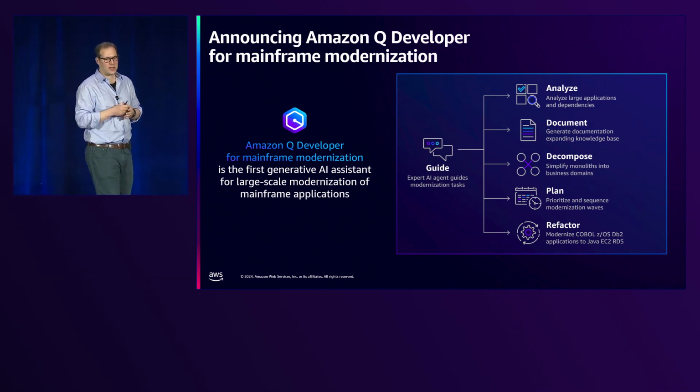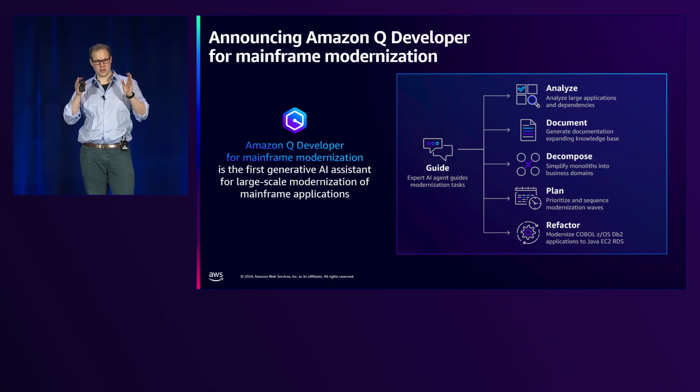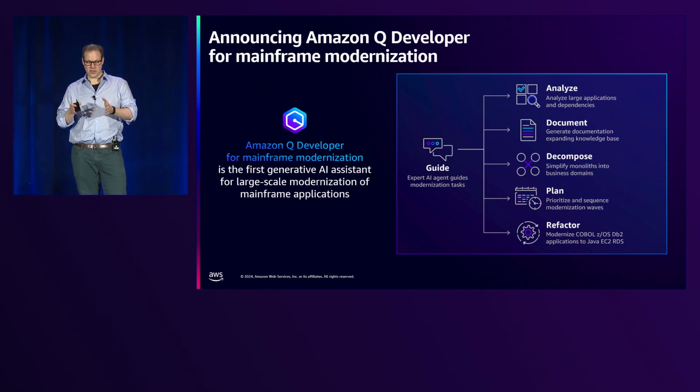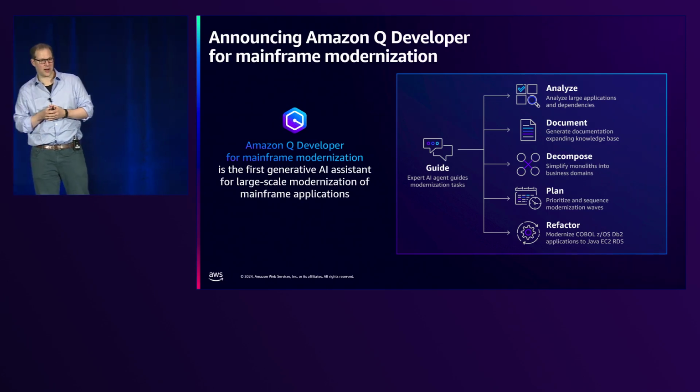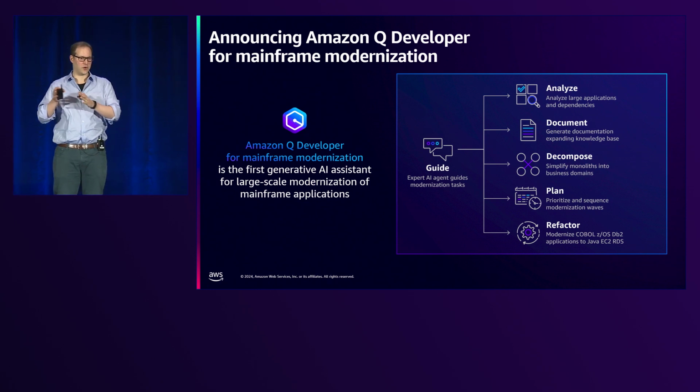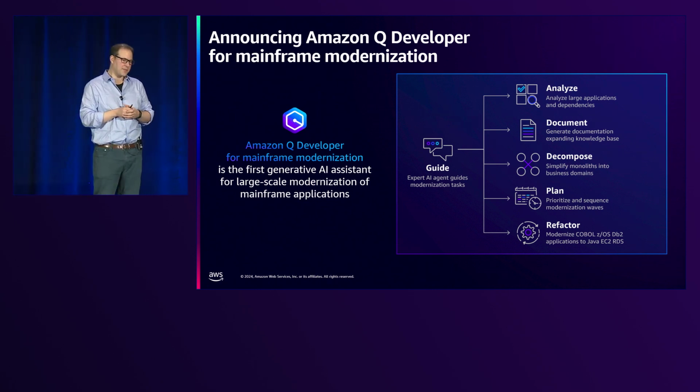Now, one thing that is important to understand is that Q is pattern agnostic. All of these phases and capabilities can also be used if you choose to modernize your mainframe not with a refactor pattern, but if you want to reimagine, replatform, augment, or replace.